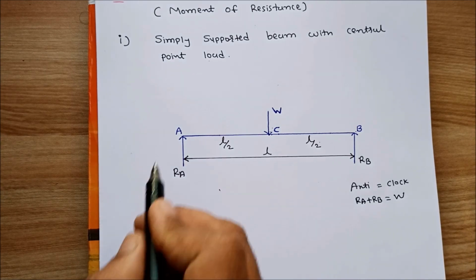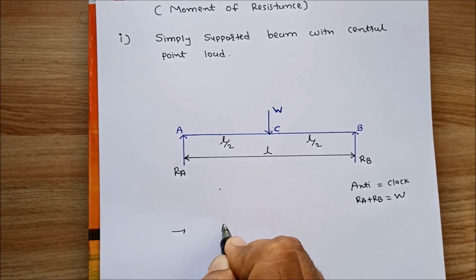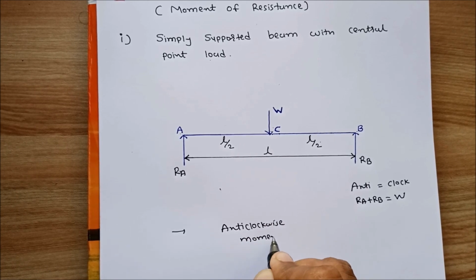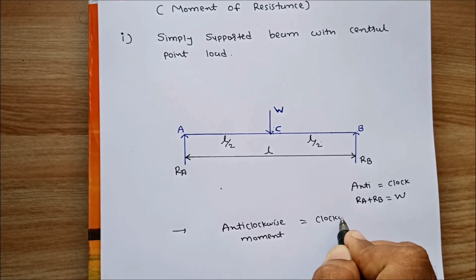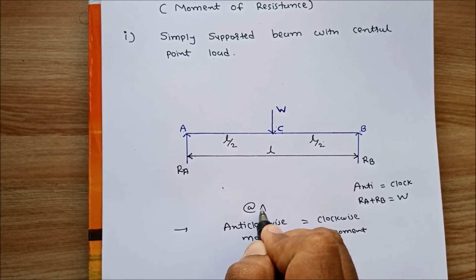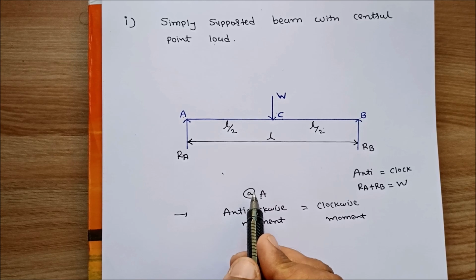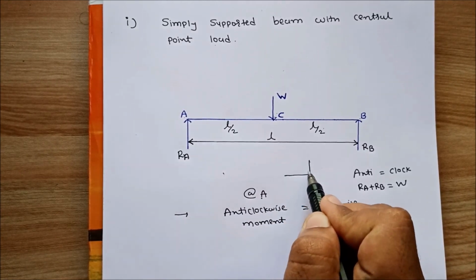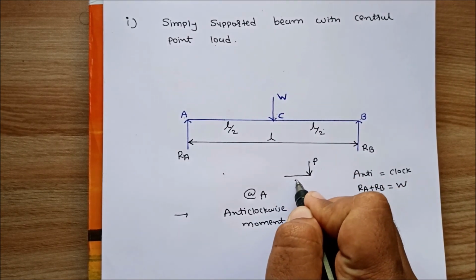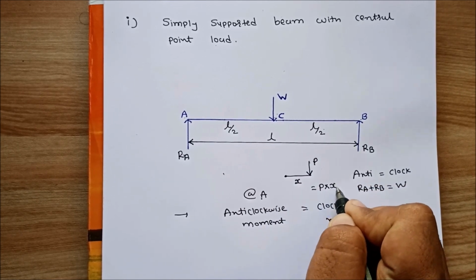So in our first step, we take moment at point A. Here the first condition is anti-clockwise moment is equal to clockwise moment. What is the meaning of moment? Moment means force multiplied by perpendicular distance. For example, this force is P and the perpendicular distance is X. So moment is force multiplied by perpendicular distance, that means P into X.